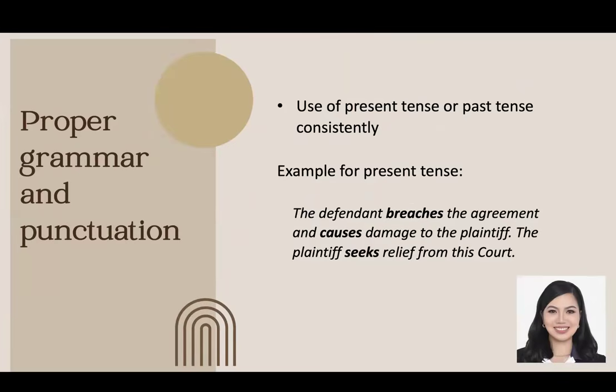What else? Use of present tense or past tense consistently. Example of present tense, the defendant breaches the agreement and causes damage to the plaintiff. The plaintiff seeks relief from this court. So the present tenses here are as follows: breaches, causes, and seeks. So use present tense consistently.